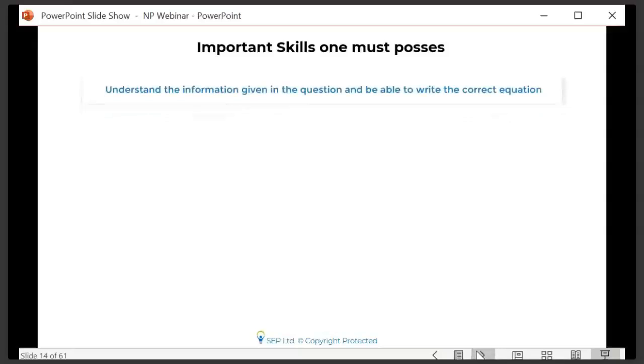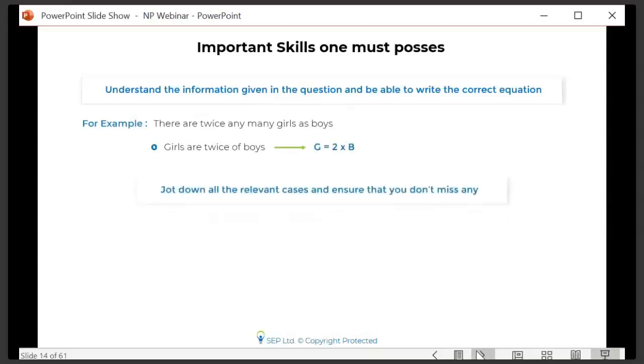Some of the other skills that you need to keep in mind: you should be able to write out the correct equation also. So this was the example that I took some time back, right? Now, in this case, when you read this statement, you should be able to infer that girls are twice the boys, and we need to write G is equal to 2B. Another skill that you must possess is that you should be able to jot down all the relevant cases.